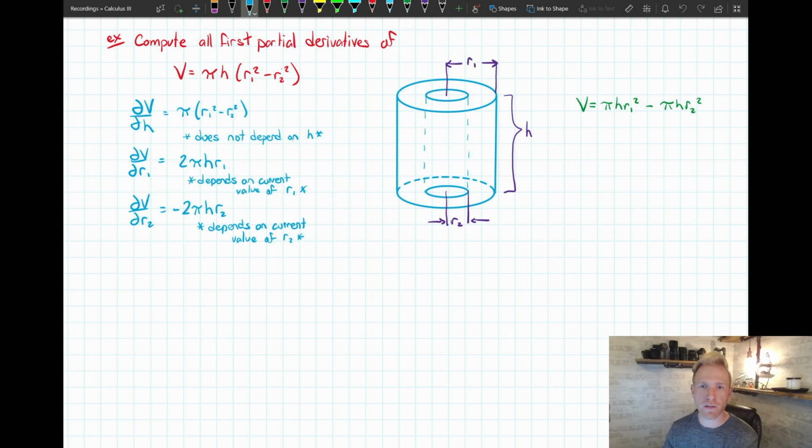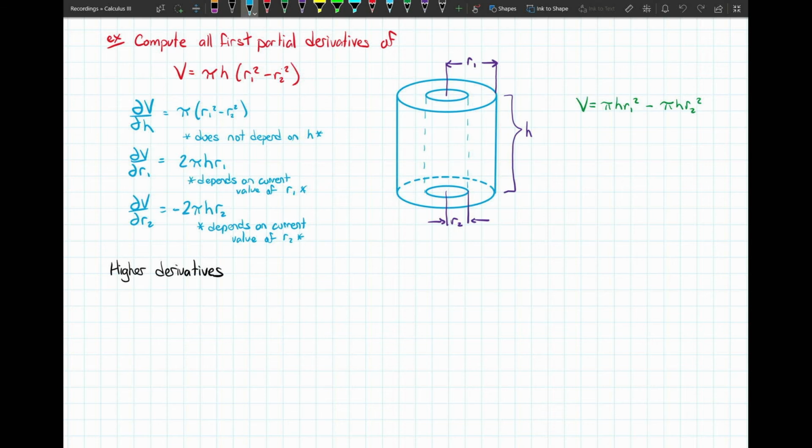Now, notice how I've worded this question. I've said to compute all first partial derivatives. These are all order 1 derivatives. We've only differentiated with respect to one variable once. But just like with single variable calculus, we can look at second derivatives. Here we can look at second order partial derivatives as well. And of course, let's see what kind of notation we'd have to use for that.